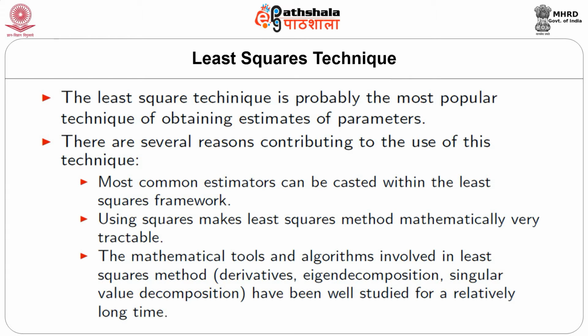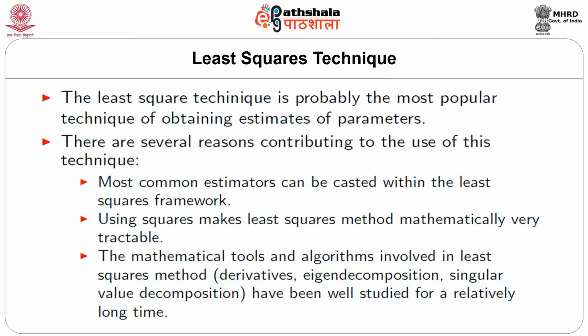Now, the least square technique is probably the most popular technique of obtaining the estimates of the parameters in a linear model setup. In the least square method, we estimate the unknown parameters in linear regression model with the goal of minimizing the sum of squared differences between the observed response and the response predicted by linear equation. There are several reasons why this method has become very popular over the years.